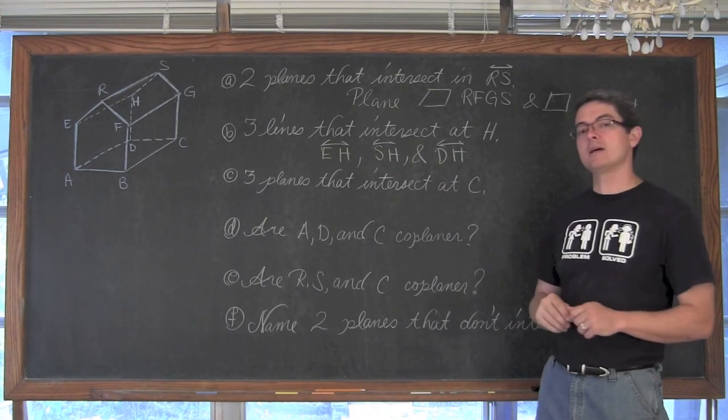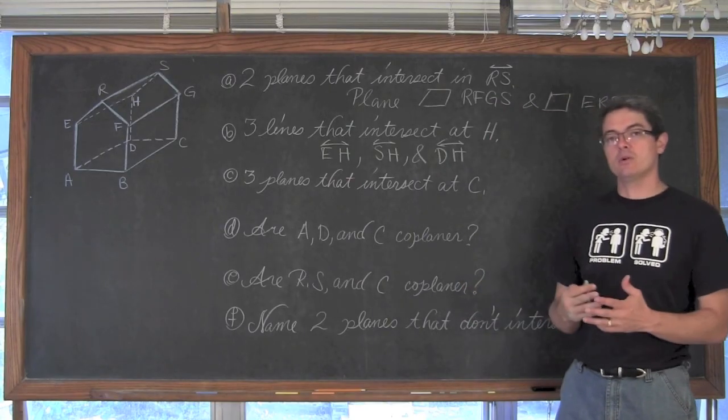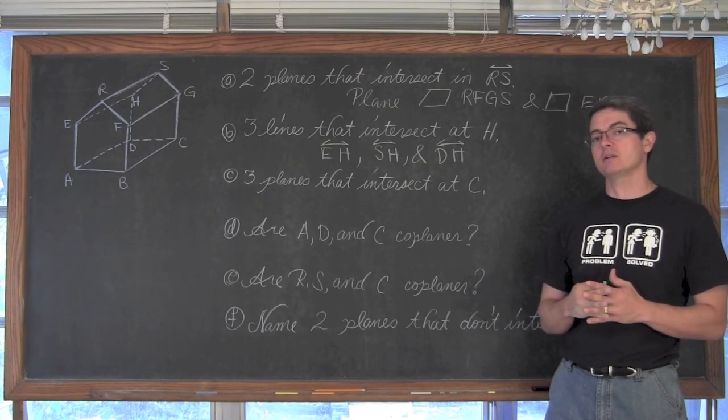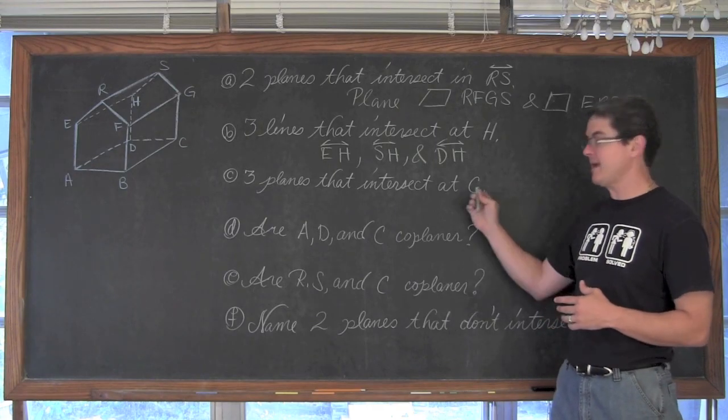3 planes that intersect at C. So 3 planes can intersect. If they do intersect, 3 planes can intersect in a line. They can also intersect in a plane, or at a point.